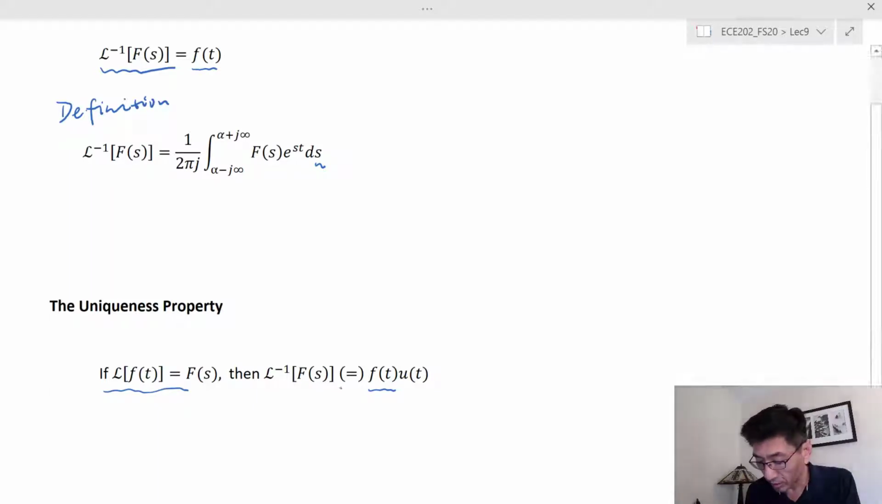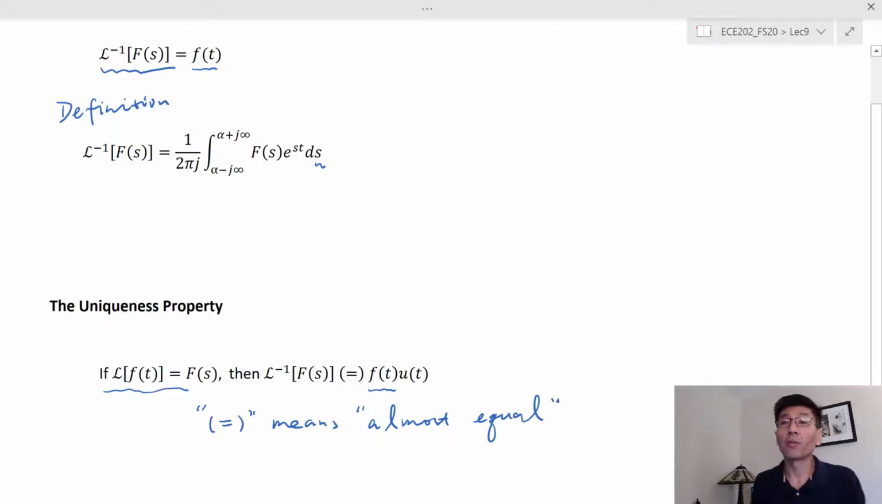So here, instead of using equal, this one means almost equal. But for our purposes, we always get a unique solution. So this trivial kind of non-uniqueness, we are not considering as non-unique.